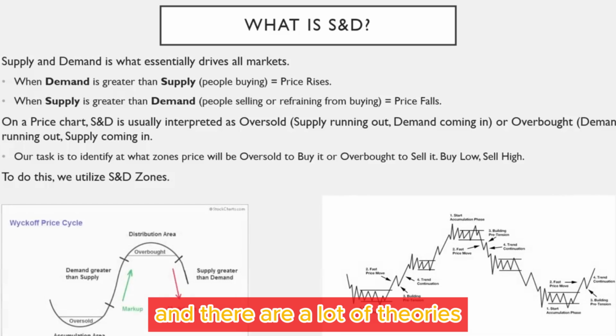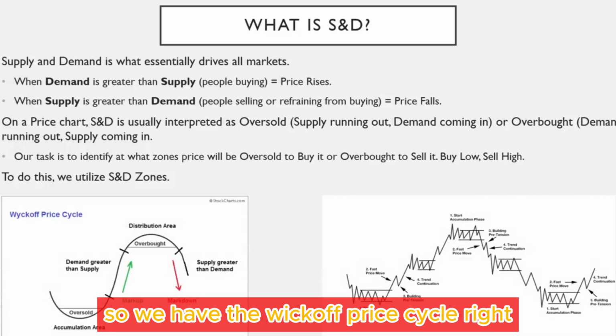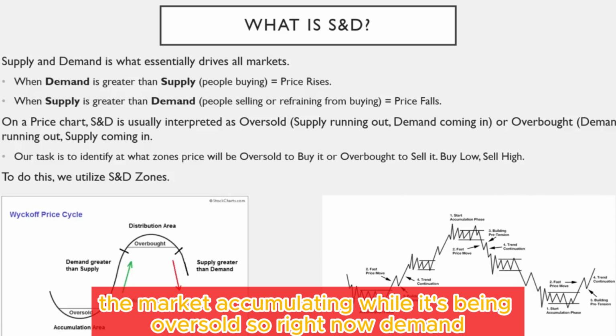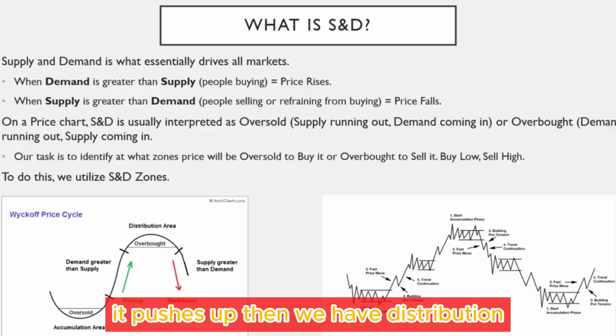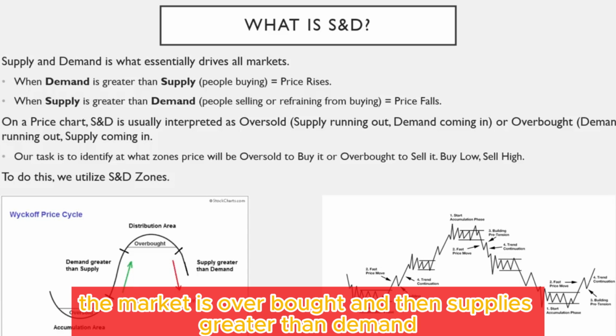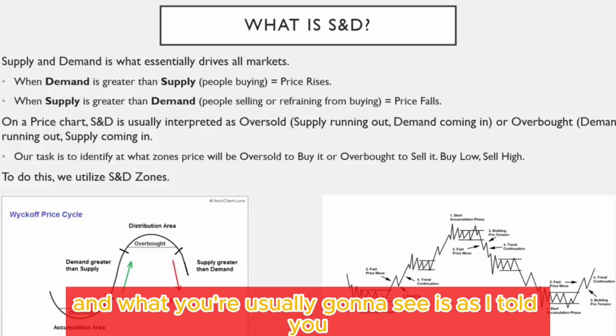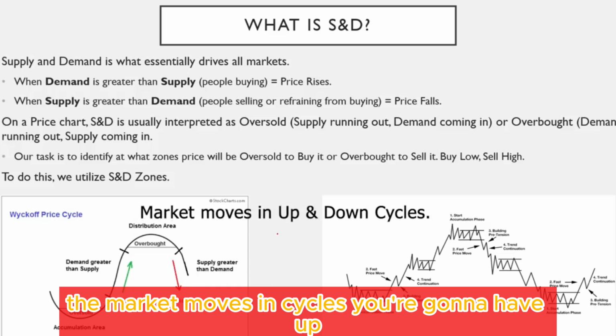And there are a lot of theories. So we have the Wyckoff price cycle, right? The market accumulating. Well, it's being oversold. So right now demand has started to get in. It pushes up. Then we have distribution. The market is overbought, and then supply is greater than demand. So the market starts going down. And what you're usually going to see is, as I told you, the market moves in cycles.